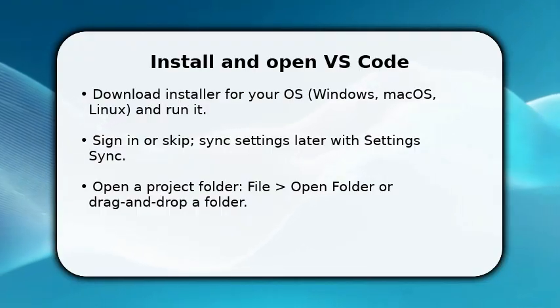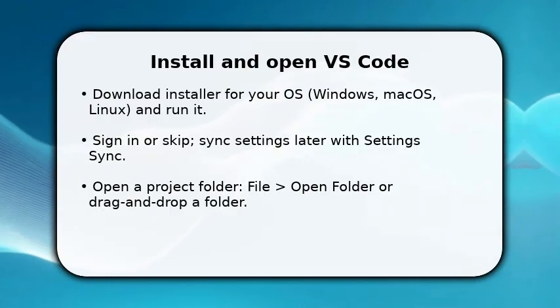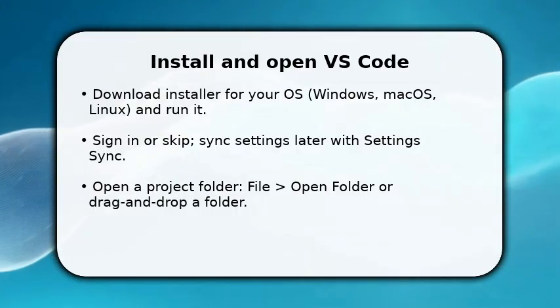You'll start by getting VS Code installed and ready. Download the correct installer for your OS and run it. Once done, open the app and immediately open a project folder so the editor can index files. Make sure to decide whether to sign in. You can skip now and enable settings sync later.